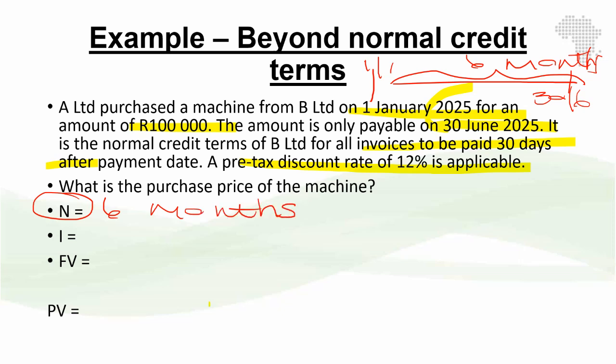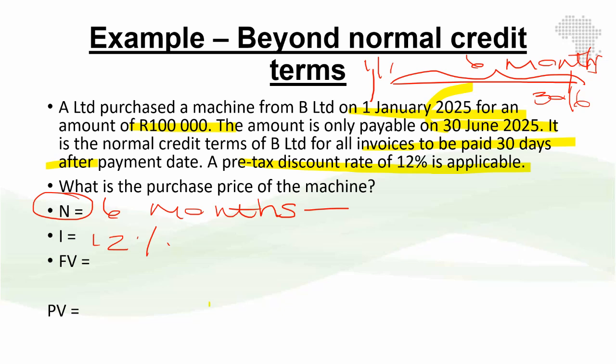The next thing I need to tell the financial calculator is what interest rate it needs to use to calculate my present value. So I've said to the calculator, you need to calculate a present value for a period of 6 months. So after 6 months, I need to pay 100,000. What will the value of that 100,000 rand be today? So then I need an interest rate. My interest rate given to me is 12% per year.